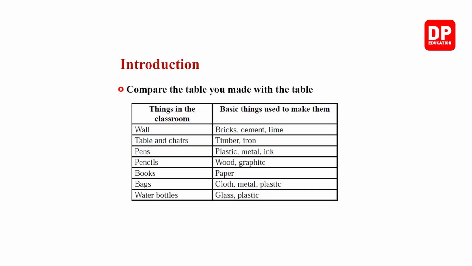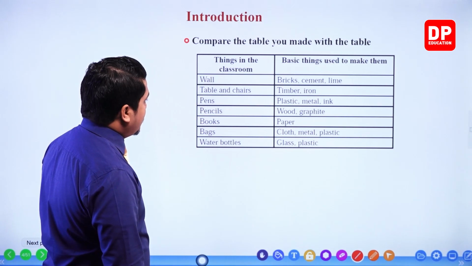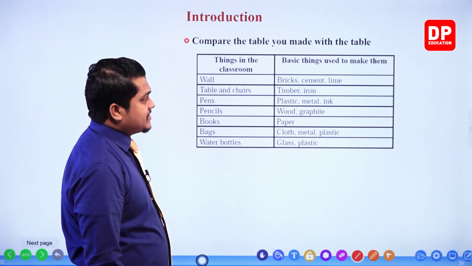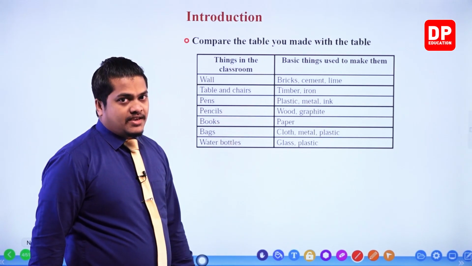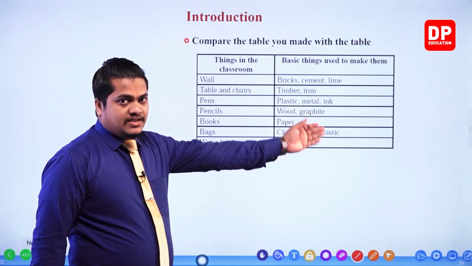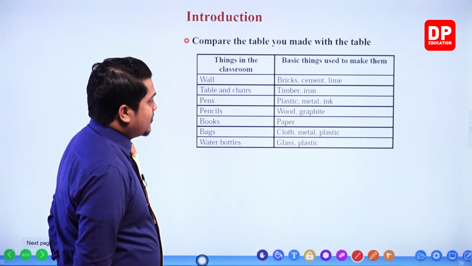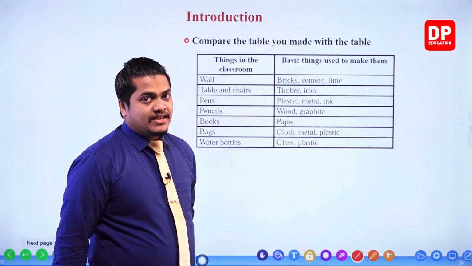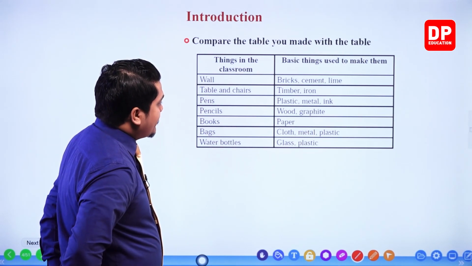So compare the table you made with the table given in here. Okay, let's see. Wall, bricks, cement and lime, table and chairs, timber and iron. Okay. We have mentioned it as wood and metals, right? Can you remember? So it is going to be the same. You can see it very clearly. Then pens, plastic, metal and ink. So for ink, we mentioned that thing as, can you remember? We mentioned that thing as chemicals, right? Then my dear children, pencils, wood and graphite.